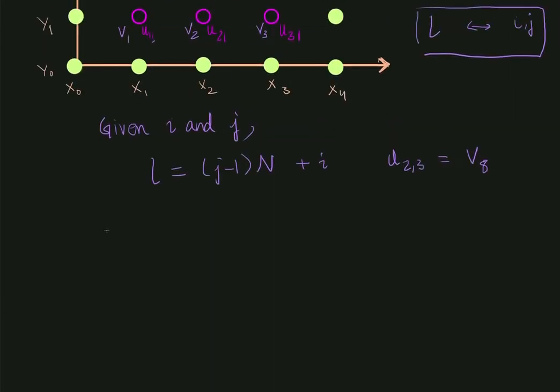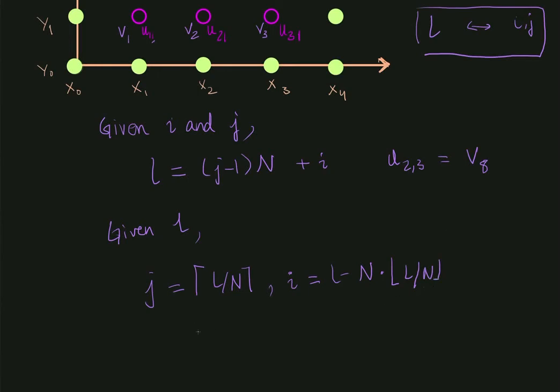Now, given l, how do I find i and j? Well, j is equal to the value of l divided by n rounded up. You can try and think a bit about why that's the case. And i is equal to l minus n multiplied by the value of l divided by n rounded down.